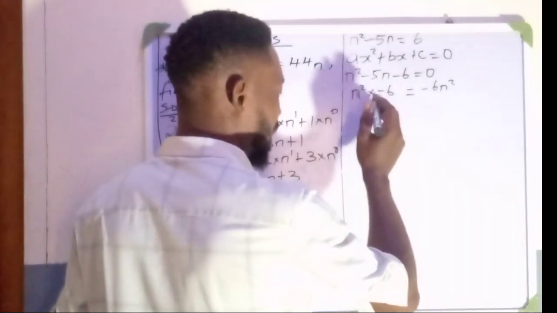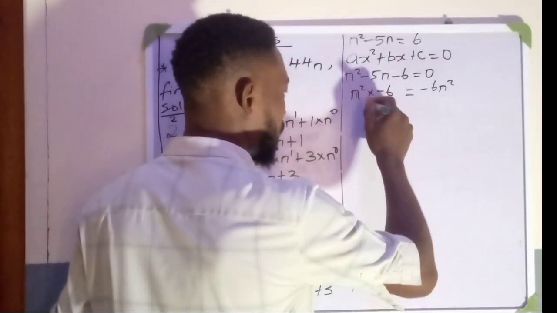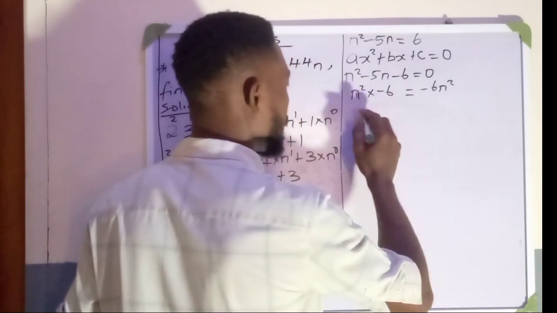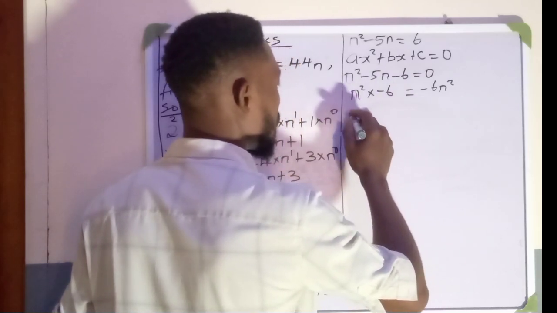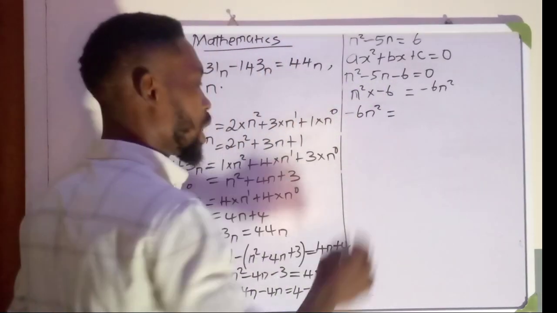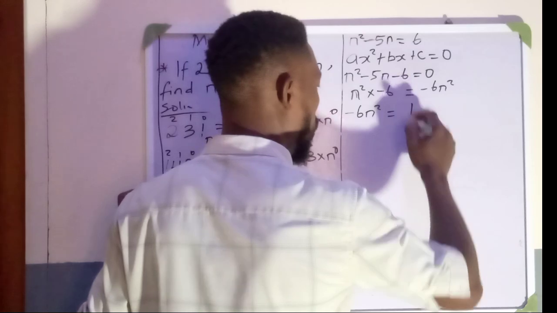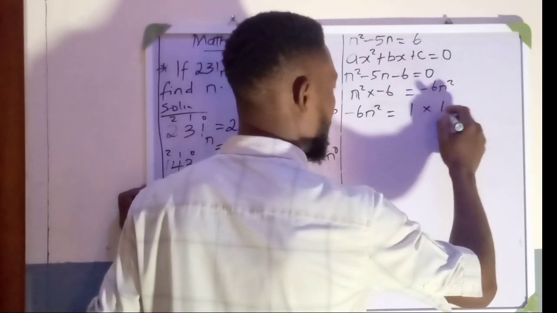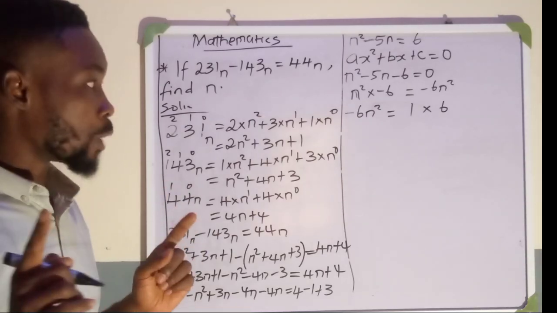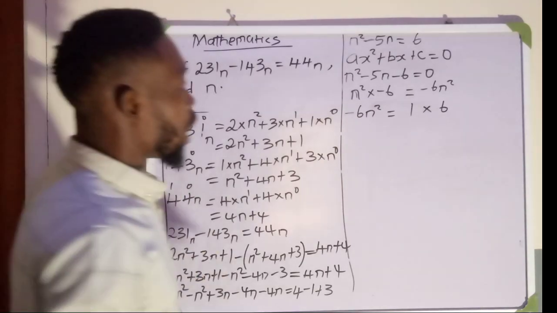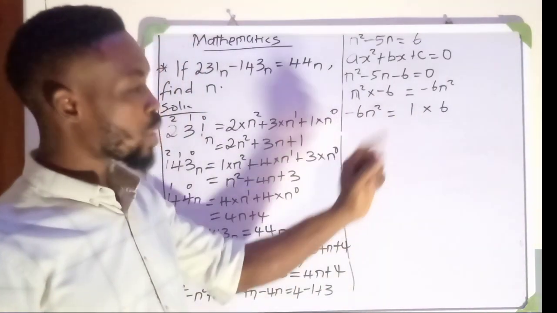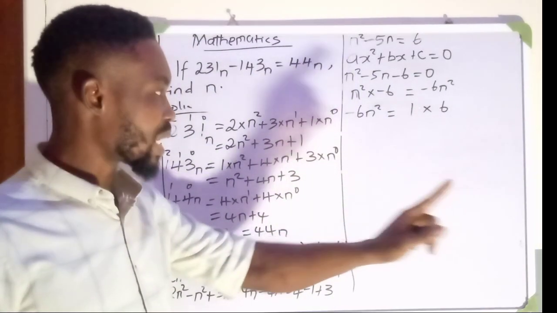We have 1 times 6, right? Let me spread it so I can fix the necessary things. Right, we are looking at factors of 6n squared. If I have 1 here times 6, 1 times 6 is 6. For us to have minus here, it means one of them has to be minus. So where should I fix the minus? On 1 or on 6?